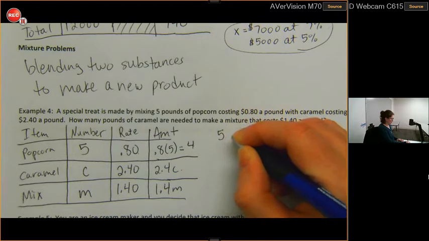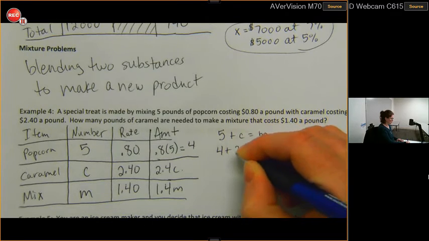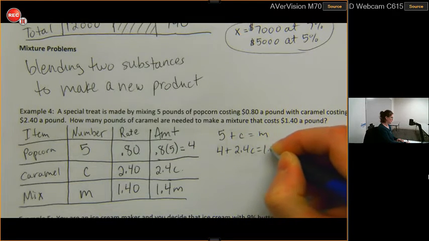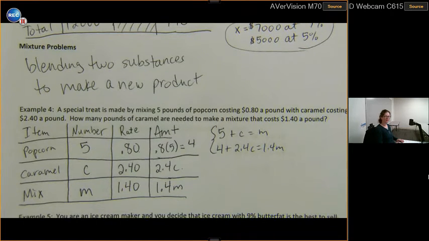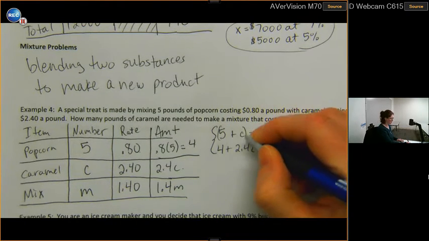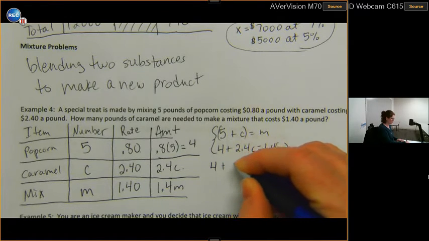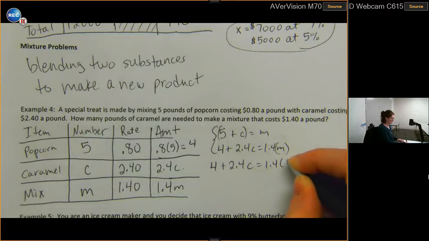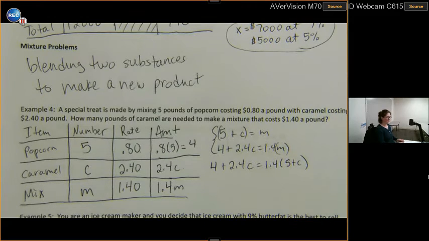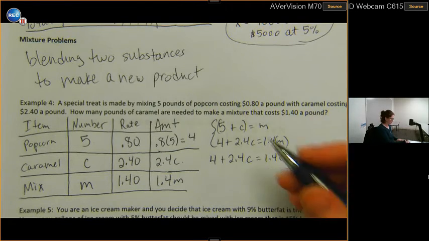Our system of equations: 5 plus C equals M, and 4 plus 2.4C equals 1.4M. This one is set up to solve easily by substitution. And put in the 5 plus C for the M. And then we're going to solve for C, and that'll tell us how much caramel we need, and that'll answer our question.